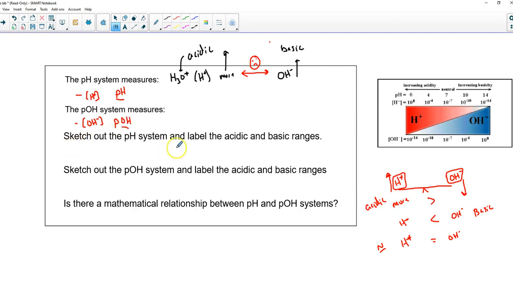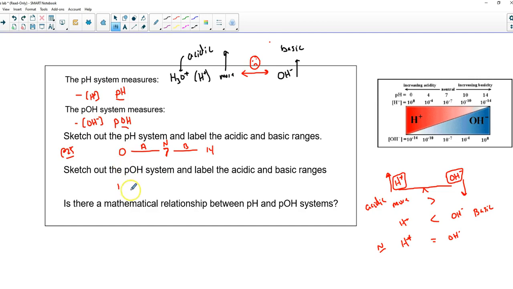Okay, so let's sketch out the pH system and label where things are acidic and basic. Many of us are probably aware that it's 0 to 7, and then 7 to 14 is our general pH system. The pH system actually is temperature dependent, and if you change the temperature, this is at 25 degrees, it will shift slightly. Either way, 0 to 7 is our acidic range, from 7 to 14 is our basic range, and 7 generally is considered neutral. The pOH system would be just the reverse of that. It would be 14 to 7 that would be considered basic.